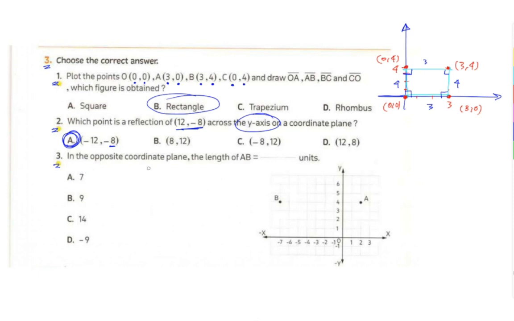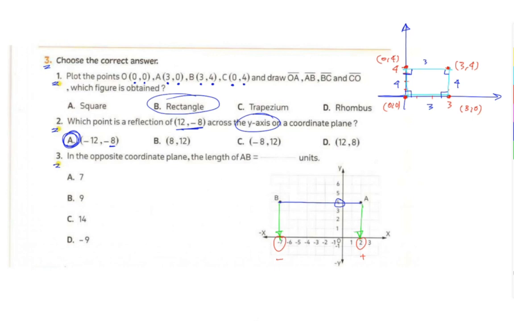3, in the opposite coordinate plane, the length of AB. Where is AB? Here is AB. I need to find the length. If you look carefully, we have the same y, so I need to look at x. To find what? To find that x here is 2 and here is -7. So I need to find the distance between 2 and -7. One of them is positive and the other one is negative. So I will find the absolute values and add them together.